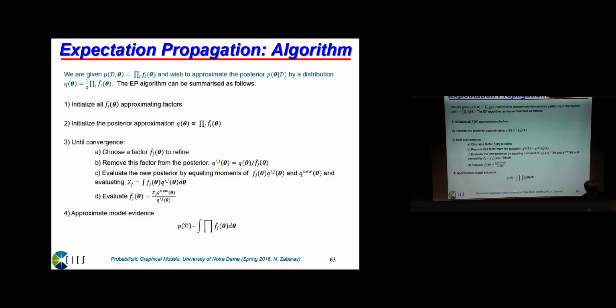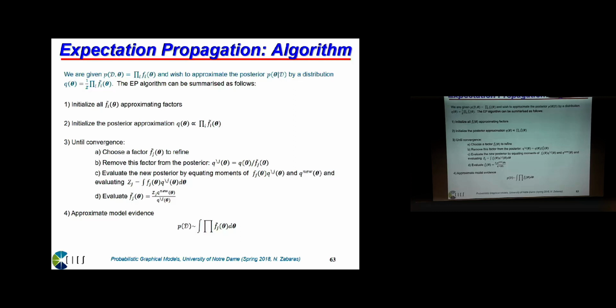Obviously, you're going to keep iterating more than once to be sure that, let's say, if these are Gaussians, the means and variances of these approximations don't change with iteration. Once you're done, you can actually calculate the model evidence as well for free, right? So this will be something useful for model selection and the likes that you may be interested to do.